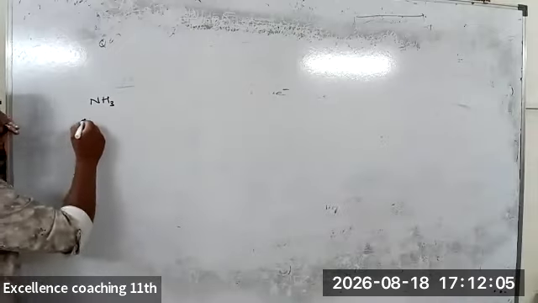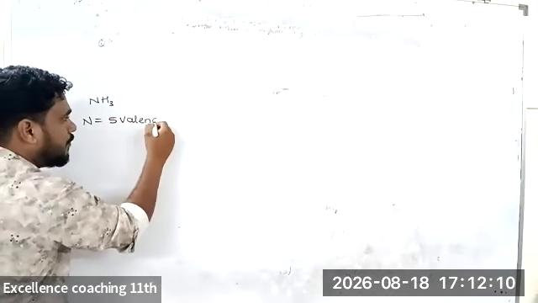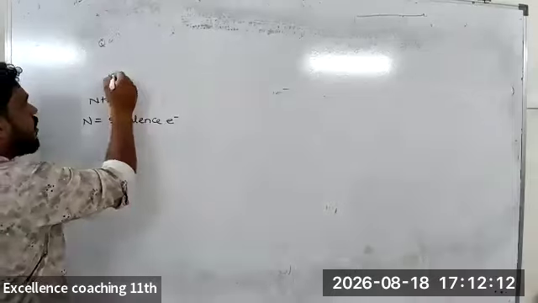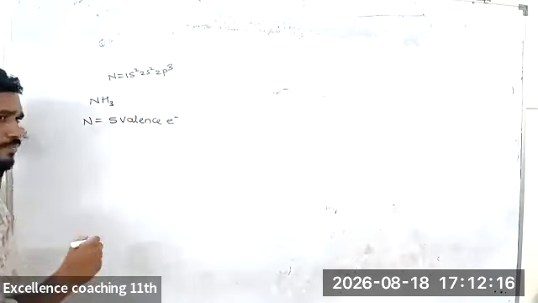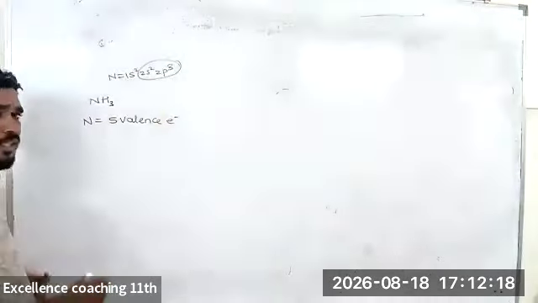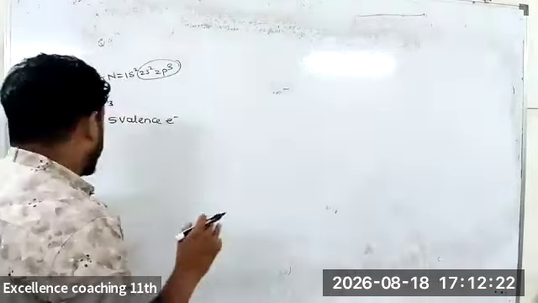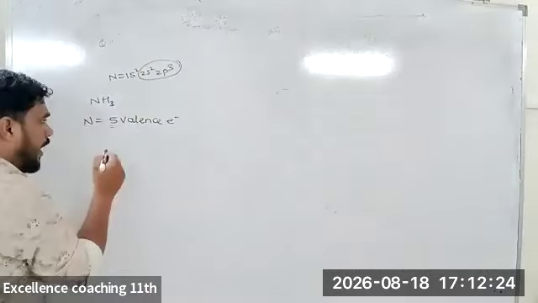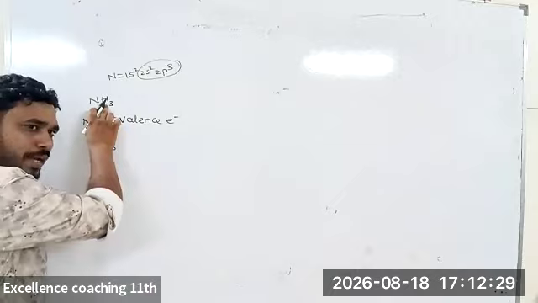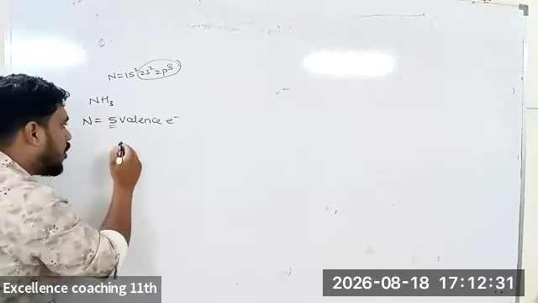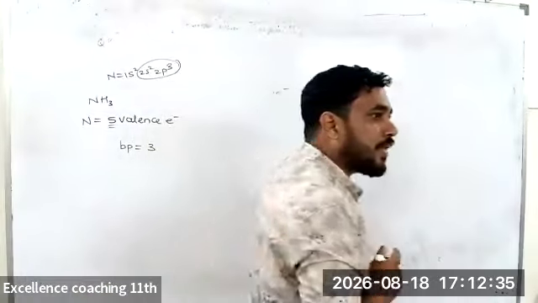So first thing, find the valence electrons in nitrogen. How many valence electrons do we have? 5 valence electrons. The electronic configuration is 1s2, 2s2, 2p3, correct? Outermost shell has 5 electrons. But students, out of these 5, 3 electrons will be used by hydrogen to make bonds, yes or no? So how many bond pairs will I get?